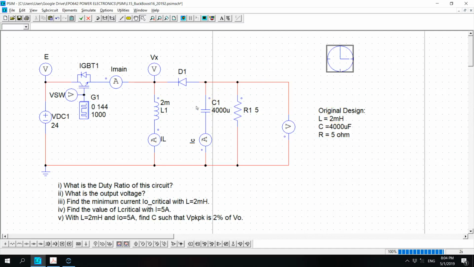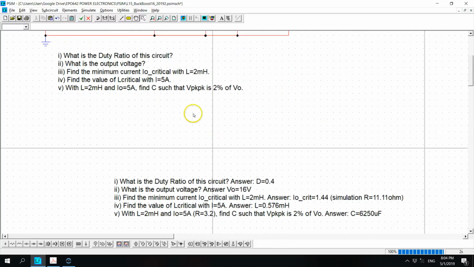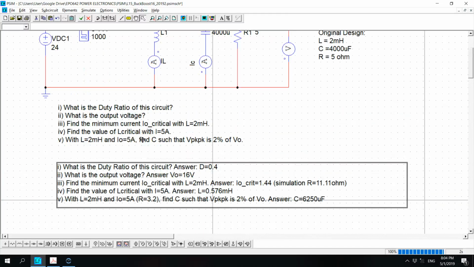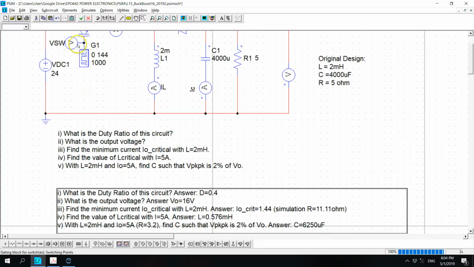and this will be the answer to your exercise here. What is the duty ratio? You can quickly look into the angle from 0 to 144. That will give you the value of D equals 0.4. With that 0.4 duty ratio, you can find the output voltage of the buck boost circuit. So it is 16 volt. So it's 24 to 16 volt.